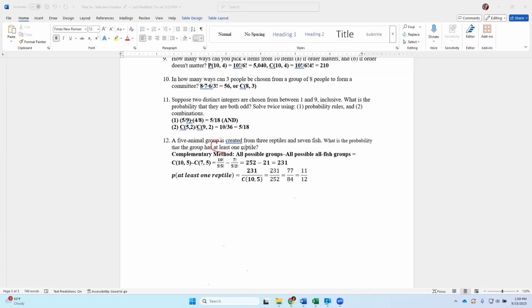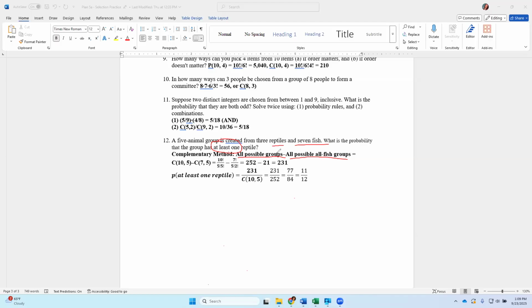So at least 1, that's a clue that the complementary method will work better, because otherwise we have a whole bunch of cases to consider. So with the complementary method, we'd count all possible groups, and then we'd subtract out all possible fish groups, because all we have are reptiles and fish. So any group that has at least 1 reptile could not be all fish, because 1 reptile would stop it from being all fish. So again, we want a group that has at least 1 reptile. So what we don't want is a group with no reptiles in it, and that would be a group that only has fish in it, or what I'm calling an all fish group.